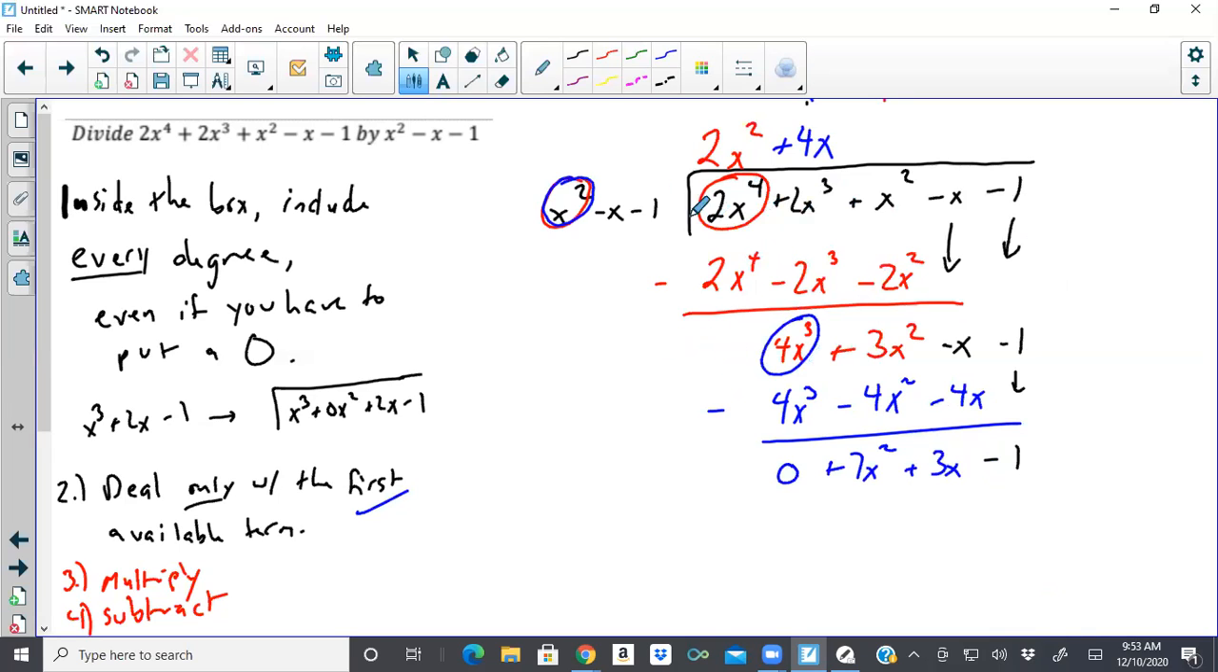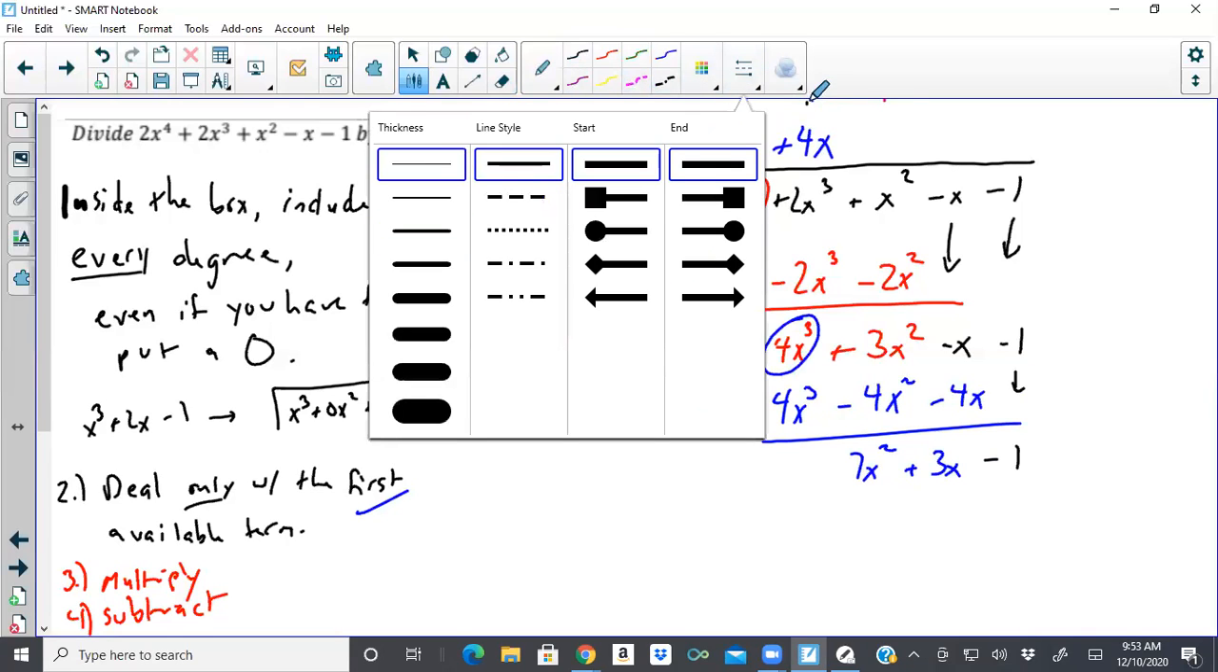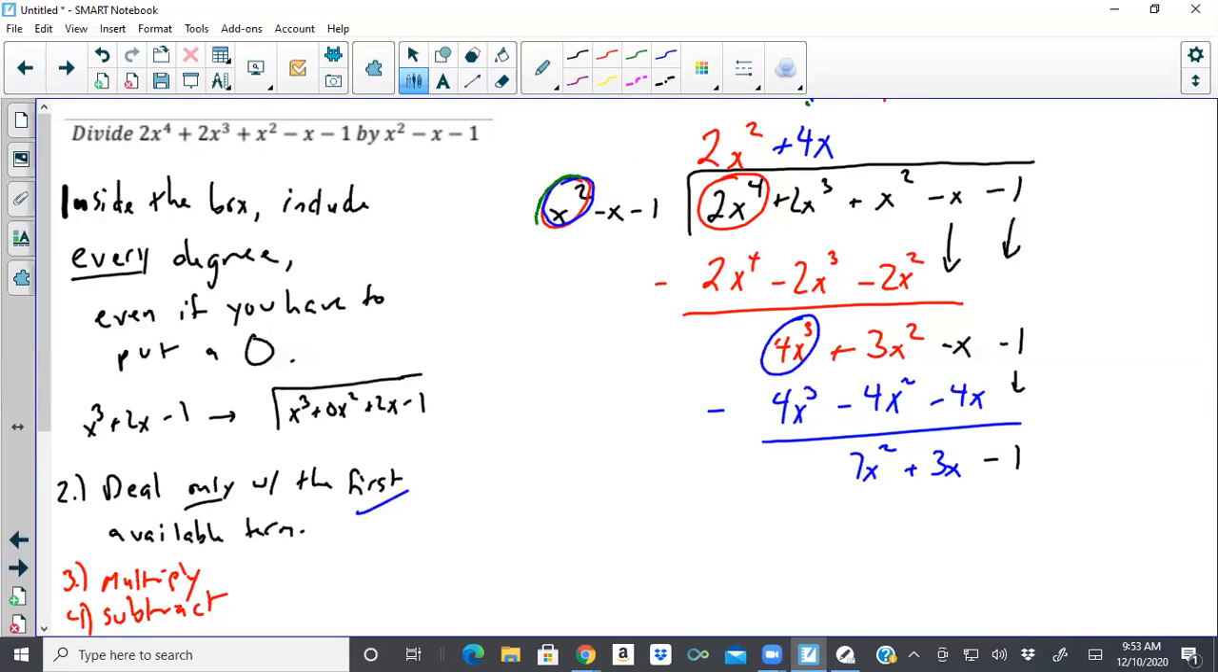All right. So I'm going to erase that 0 again because it has no bearing on anything. And then I'm going to deal with the first available term. So first available term, just repetitive. First available term is this one. This one is always the first available term. And then this one.